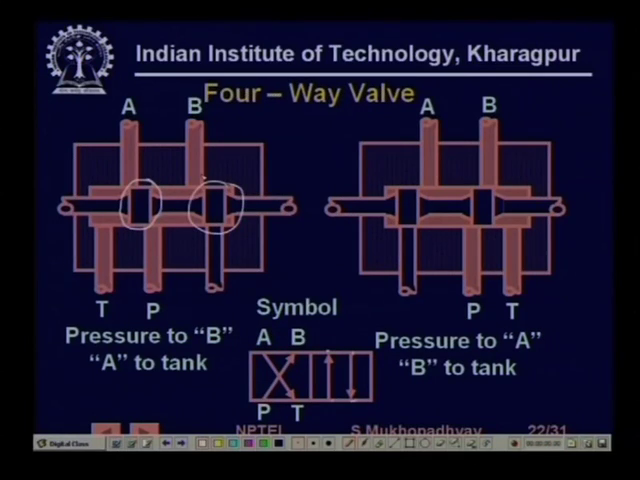It is the same type of figure, only previously we had this one as very wide, and therefore A was sealed. Now we have this one as a narrow one. So in this position, the pump is connected to B and the tank is connected to A. While if you move it to the left, then the pump is connected to A and the tank is connected to B. So this is a 4-way valve.